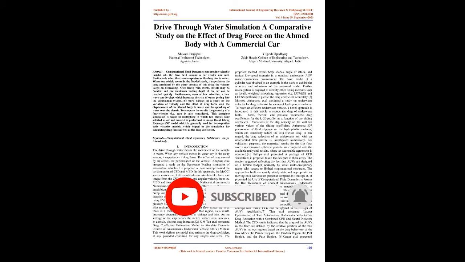After heavy rain events, streets may be flooded, and the maximum wading depth of the car can be reached quickly. Furthermore, even at low velocities, a bow wave can develop, which increases the risk of water getting into the combustion system. The work focuses on the variation of velocity and the effect of drag force with the displacement of the Ahmed body in water and the splashing of water over the chassis.